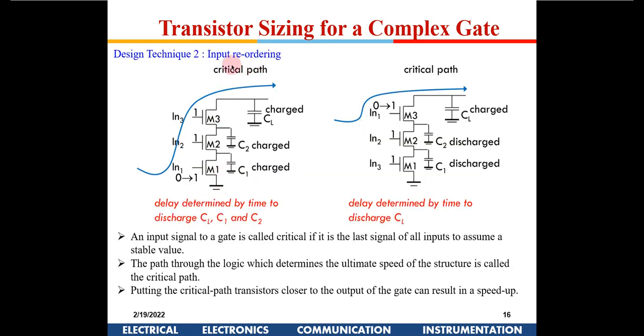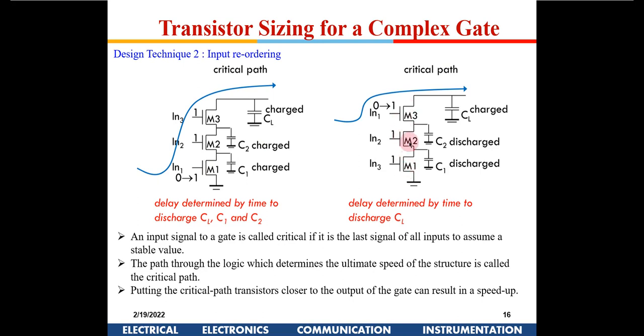The next method is known as critical path. In here, suppose in this case, this is the input which is coming at the last. This is the critical path. Suppose in the circuit this one will come early and this has got larger delay. So is it better to keep this input here or here? Anybody? Right, on the top it is better here.